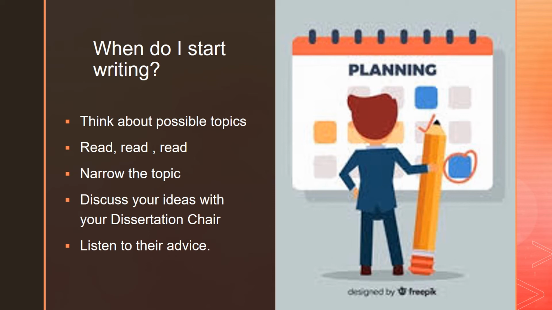So start thinking about possible topics. Then start reading about them. I can read research and books and different things on that topic, and I'm wanting to narrow it down. Also look and see if that topic hasn't been over-researched already.